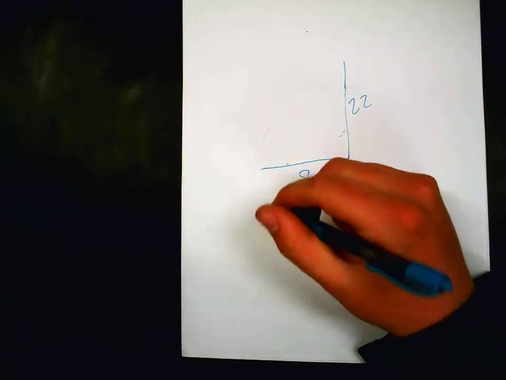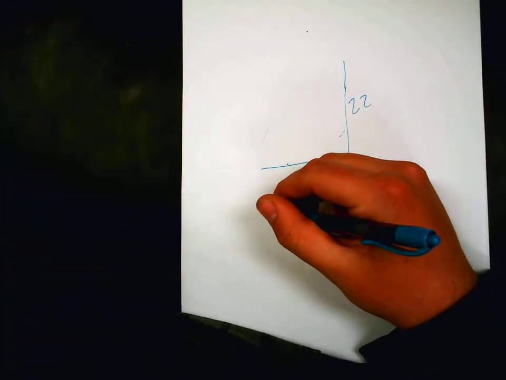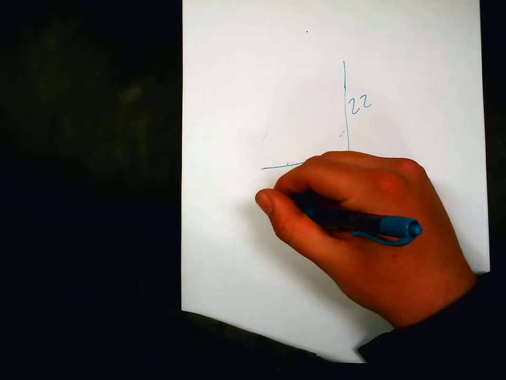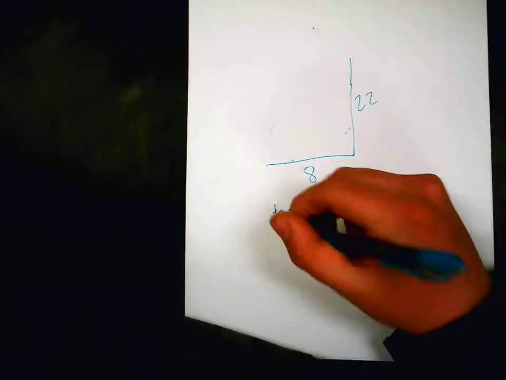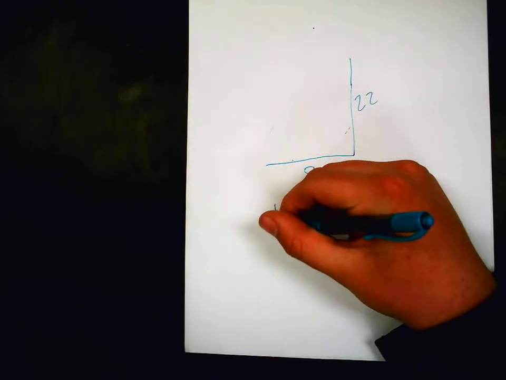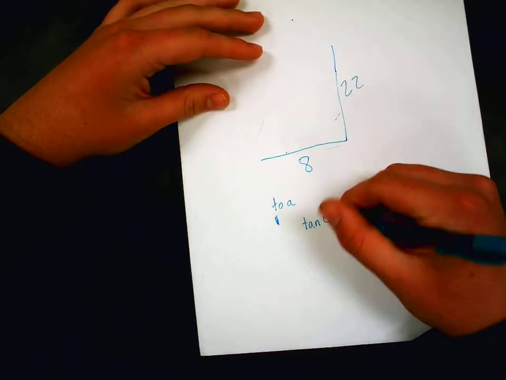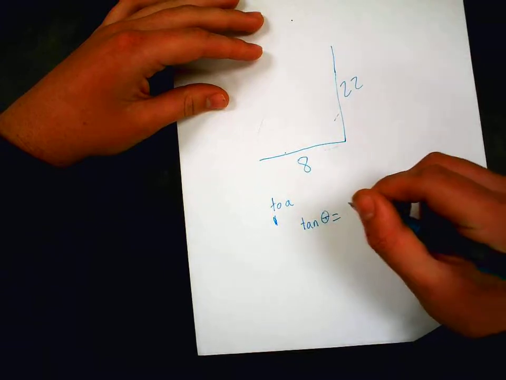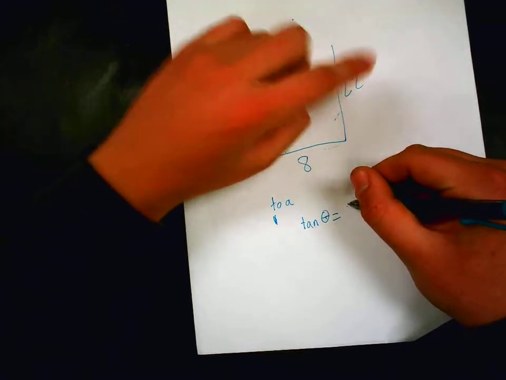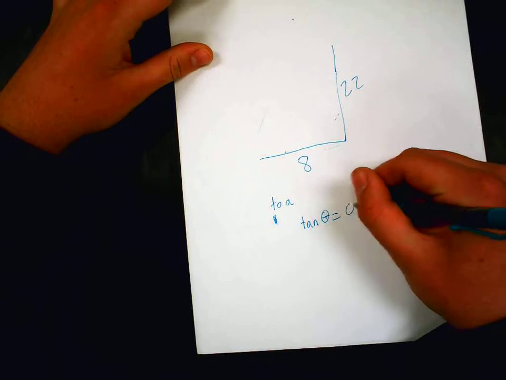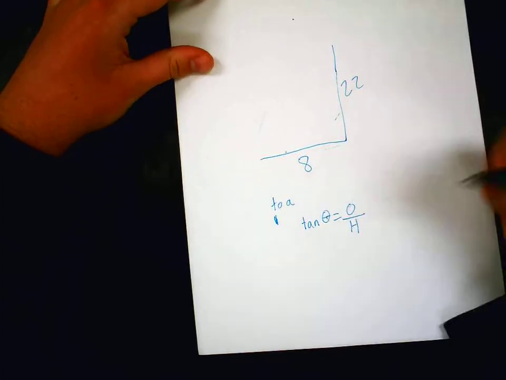So tangent, think back. What is tangent? Tangent of theta equals opposite over adjacent. So let's do this.